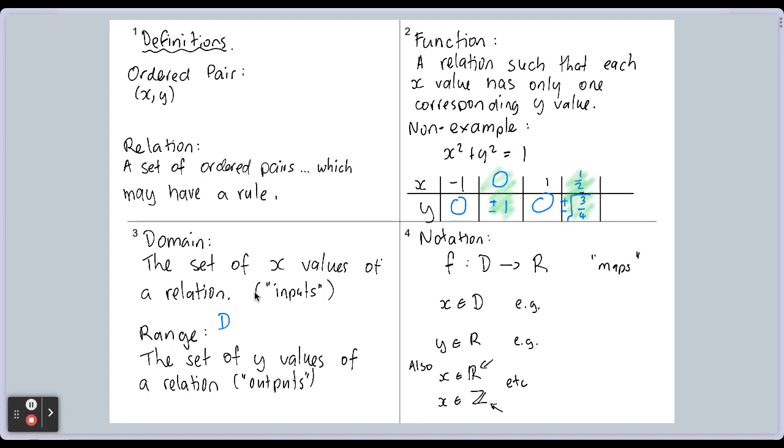The domain is the set of all input values, and we call those the x coordinates. The range is the set of all output values, and it is usually the y values. So there's a little aid to memory called DIXROY. DIXROY means the domain is the input values, the x coordinates. The range is the output values, the y coordinates.